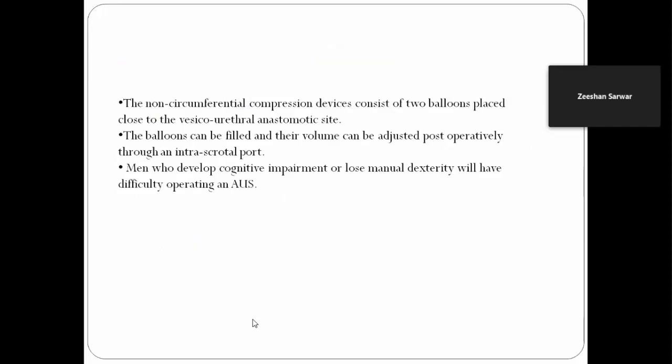The non-circumferential compression devices consist of two balloons placed close to the vesico-urethral anastomotic site. The balloons can be filled and their volume can be adjusted post-operatively through an intrascrotal port. Men who develop cognitive impairment or lose manual dexterity will have difficulty operating an artificial urinary sphincter.